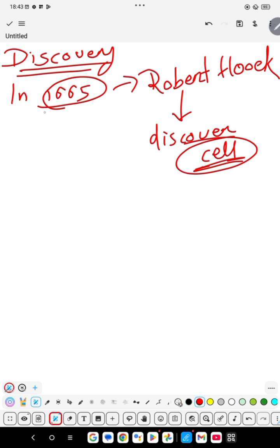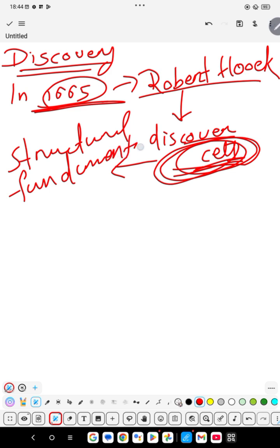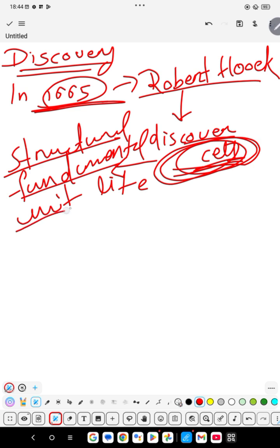So let's see. Here I told you the year 1665. Remember it. Who discovered it? Robert Hooke. What did he discover? The cell. Now, the cell we call the structural and fundamental unit of life. All right. Now, what is the structural fundamental unit of life? Why do we call it that? Let us see. Before that, let us see how he discovered it.